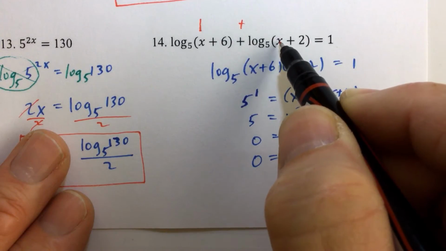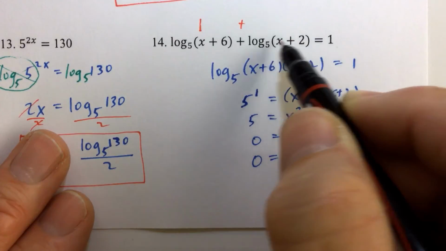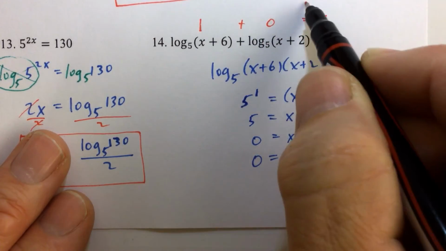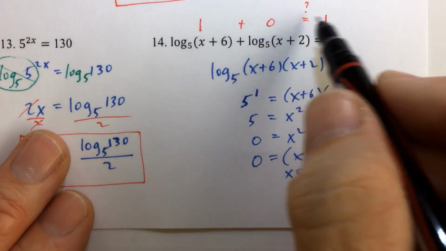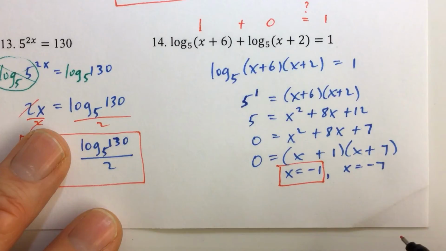And if we replace x with negative 1 here, we get log base 5 of 1. And we know that the log base 5 of 1, or log base anything of 1, is 0. So does that equal, 1 plus 0 does equal 1. So therefore, x equals negative 1 is a solution to the equation.